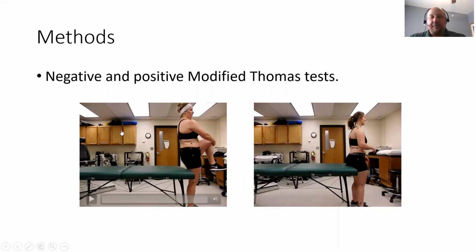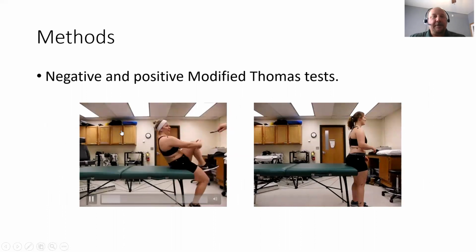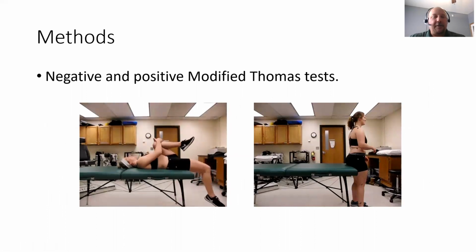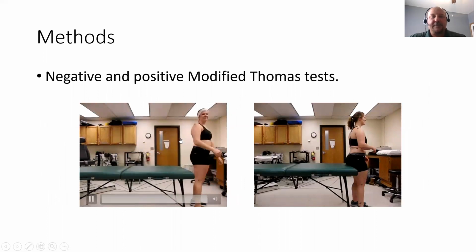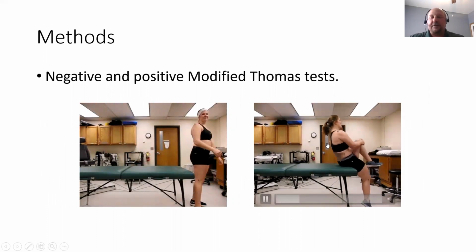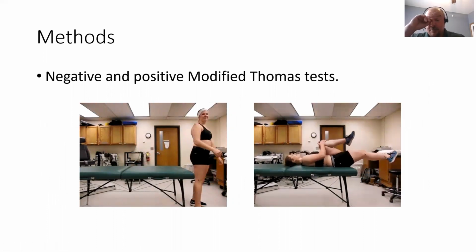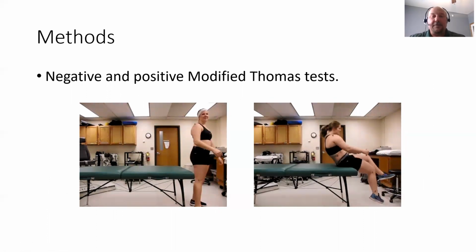So here's a couple of videos showing modified Thomas test. You can see the one on the left. She was one of our subjects that was negative for both iliopsoas and rectus femoris. And then the one on the right here, you can see that she was actually positive for both tests. So you can see quite a bit of difference there in their amount of contracture.